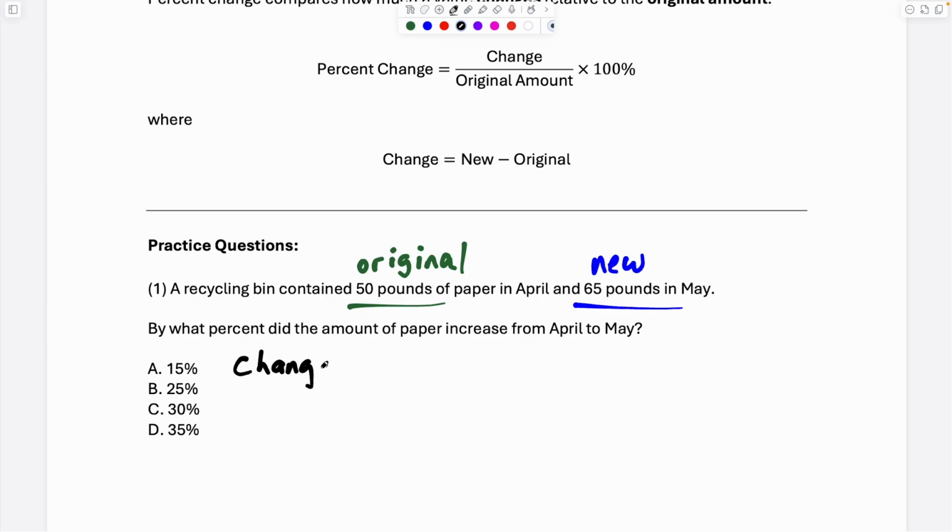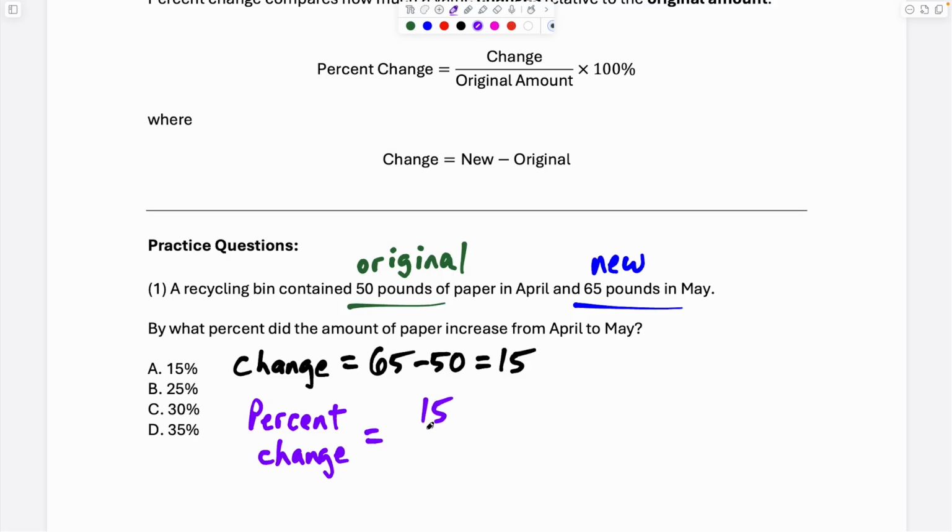The change is equal to the new amount minus the original amount. So we're going to do the new amount, 65, minus the original amount, 50, which gives us 15. Okay, so we have 15 is our change. And now our percent change, we could just go ahead and find. So percent change is equal to, we take the change, which we just found to be 15, and we divide that by the original amount, which is 50, and then multiply by 100%.